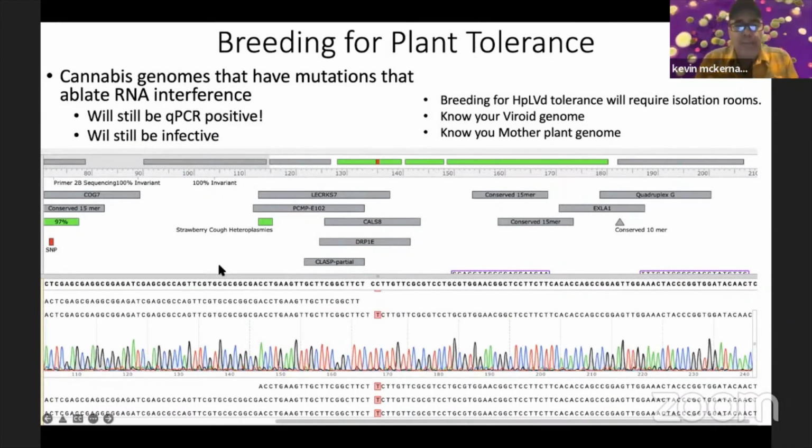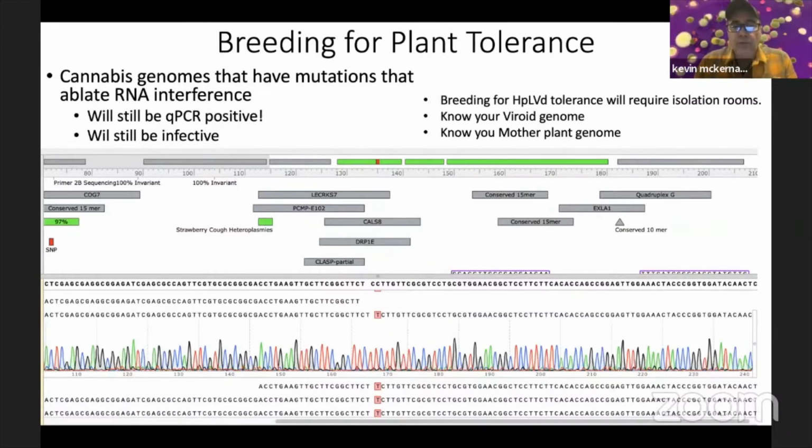Well, this is just a map of the viroid genome and all of the regions that have homology to different parts of the cannabis genome. So in this case, we found a mutation in someone's viroid they sent us, and it's got a mutation right in calosynthetase 8 and this DRIP1E gene. So maybe this one isn't going to have as much cell-to-cell transmission, because maybe this is going to make the calosynthetase gene not be knocked down as hard, and it may not spread as much.